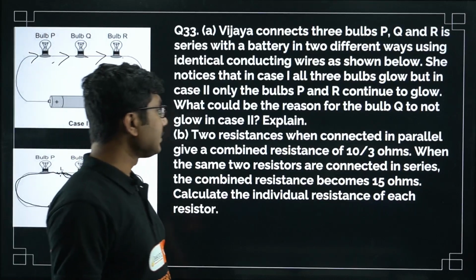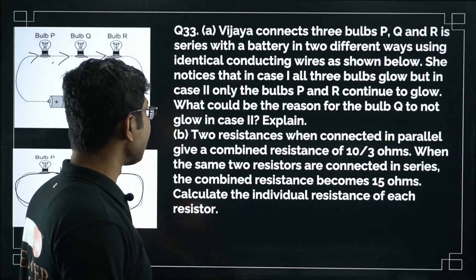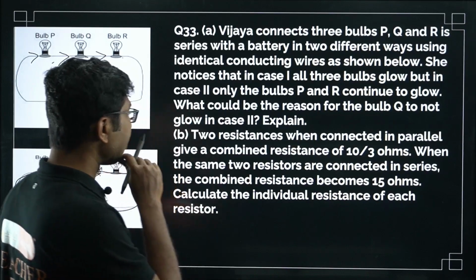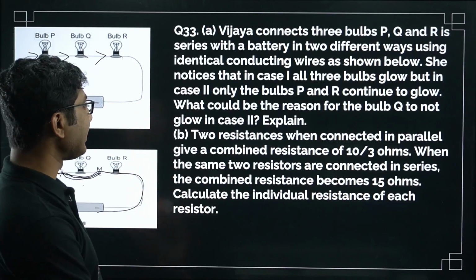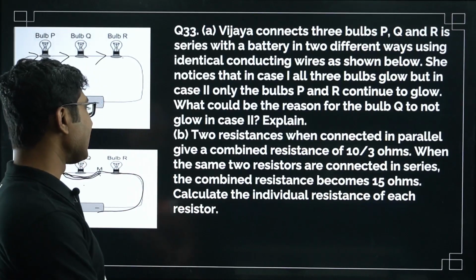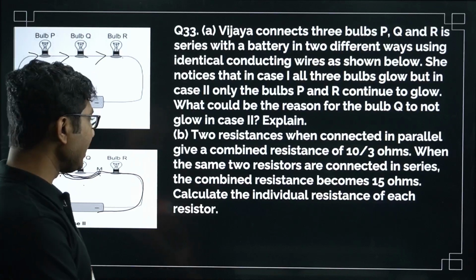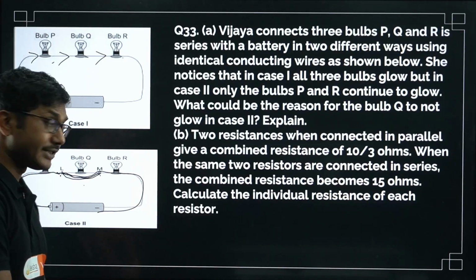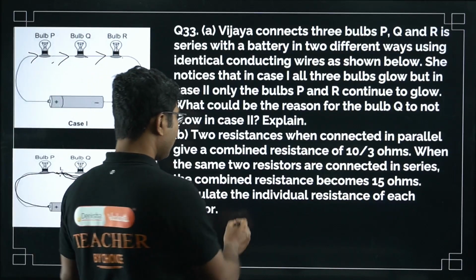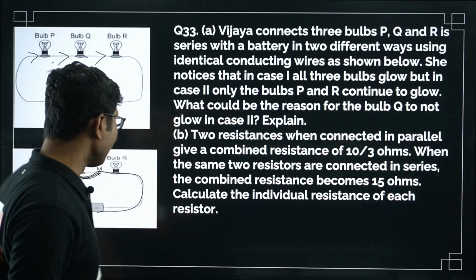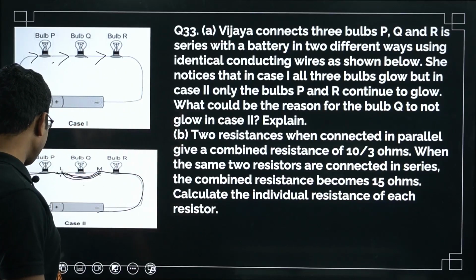Now next is a question related to resistance. 2 resistances when connected in parallel give a combined resistance of 10/3 ohm. When the same 2 resistors are connected in series, the combined resistance becomes 15 ohm. Calculate the individual resistance of each resistor. So this is a normal mathematical question, right? You have solved similar questions in mathematics as well.